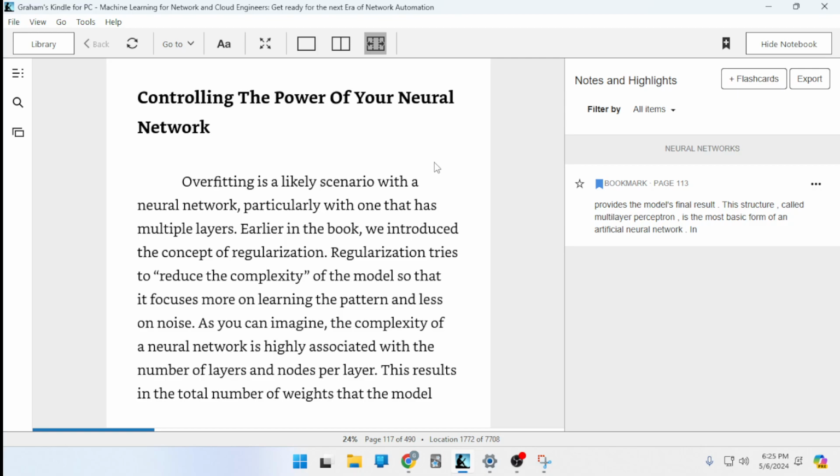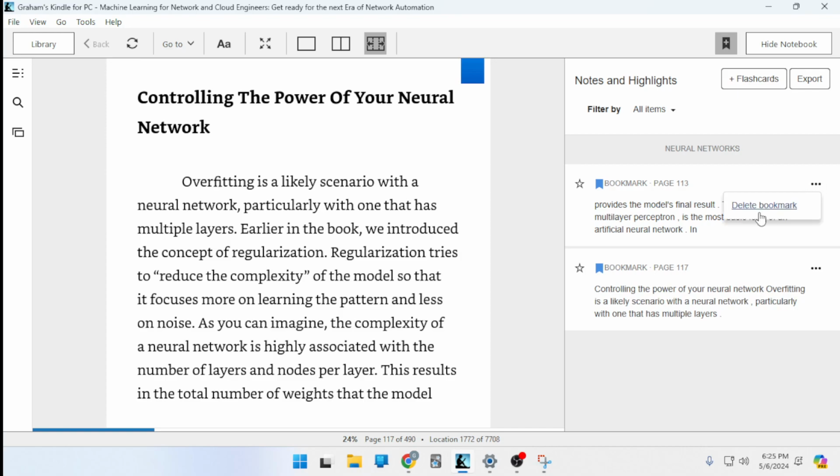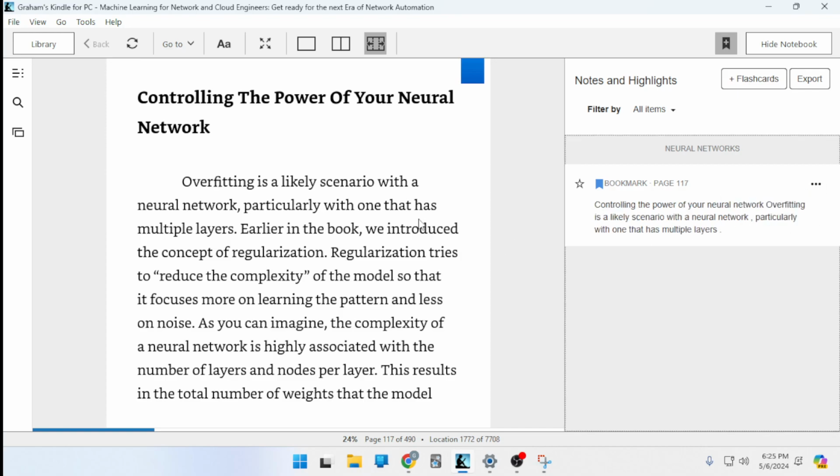All right, so moving on, controlling the power of your neural network. And I'll advance the bookmark. Overfitting is a likely scenario with a neural network, particularly with one that has multiple layers. Earlier in the book, we introduced the concept of regularization.